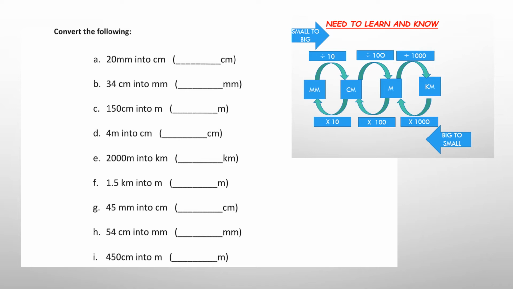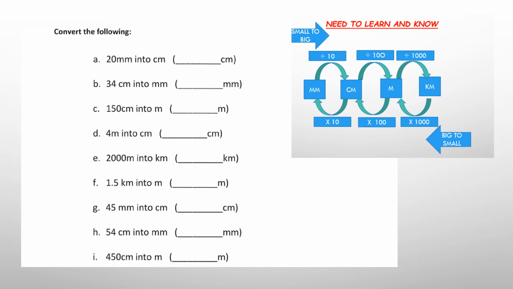E. 2,000 metres into kilometres. So we're going from metres to kilometres, small to big. So we divide by 1,000. So 2,000 metres divided by 1,000 will give us 2 kilometres.